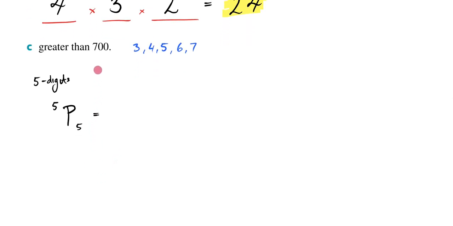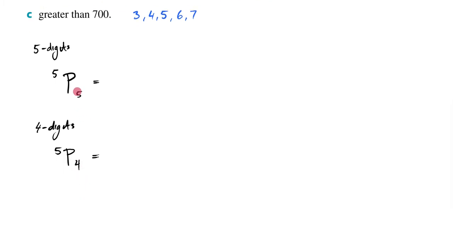Now, if it has to be greater than 700, it could also be any 4-digit number. So if the number has 4 digits, it will also always be bigger than 700, even if it starts with my smallest number of 3. So again, I have 5 options, and this time I'm making a 4-digit number. So it's going to have a 4 as my R value.